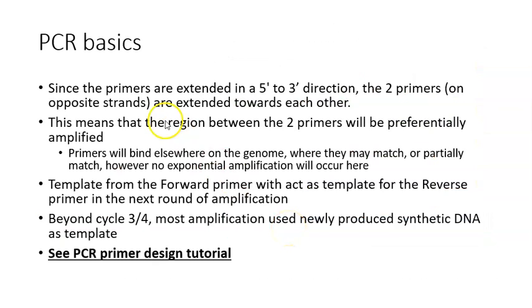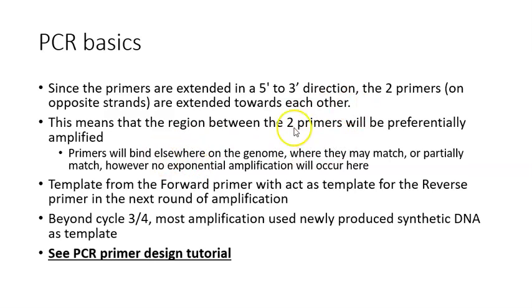So to summarise, the primers are extended in a 5' to 3' direction. We have 2 primers on opposite strands and they are extended towards each other. This means the region between the 2 primers will be preferentially amplified, and we will basically have a piece of DNA that represents the first base of the forward primer all the way through to effectively the first nucleotide of the reverse primer. And we'll illustrate that on the PCR design tutorial that we're going to do next.